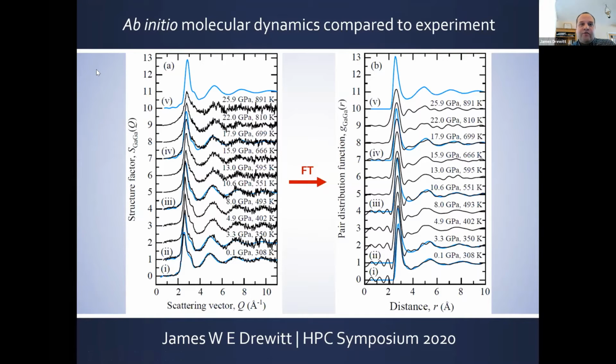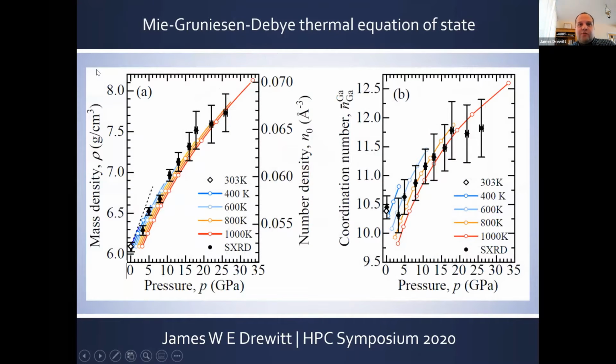So the wide range of conditions which I explored in the simulations allow for a Mie-Grüneisen-Debye thermal equation of state to be obtained, shown here by the colored curves at different temperatures. And this equation of state agrees well with the experimentally derived density within the limits of uncertainty.